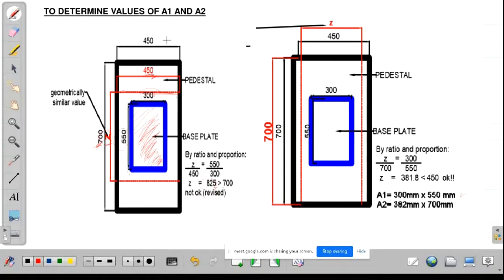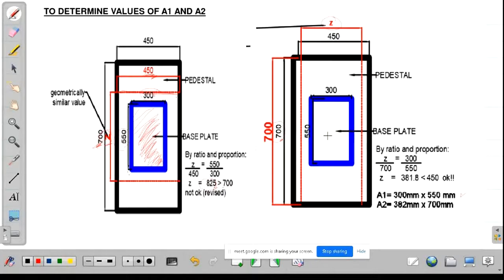So, i-revise mo siya, ang kukunin mong width, maximum is yung length. Okay? So, pag yung kinuha mong maximum is yung length, that is 700. Yung equivalent nitong dimension ng base plate dito sa pedestal, ayan, nag-denote din ako ng D. Kasi yan yung geometrically similar dito sa ating base plate.